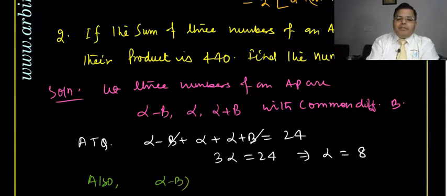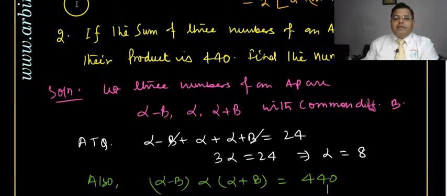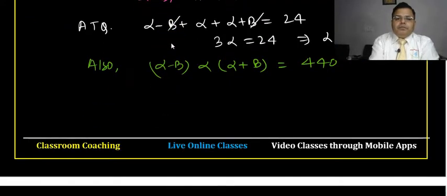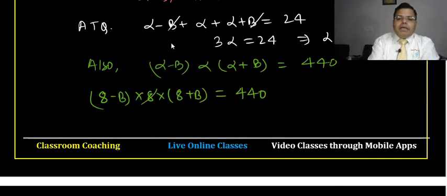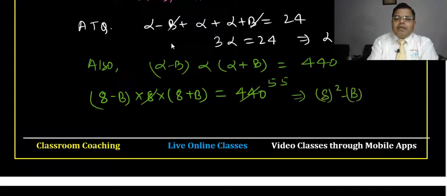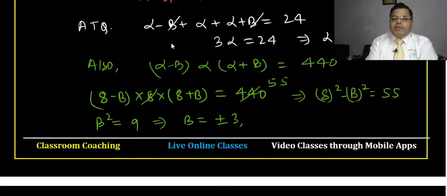Also their product is 440. Alpha minus beta, alpha and alpha plus beta is equal to 440. It is given. So we can put 8 minus beta into 8 into 8 plus beta is equal to 440. 8 can cancel this. 8 fives are 40 and 8 fives are 40 again, so 55. (A minus B)(A plus B) is A square minus B square. So 64 minus beta square is equal to 55, beta square is equal to 64 minus 55, which is 9, and therefore beta is equal to plus minus 3.